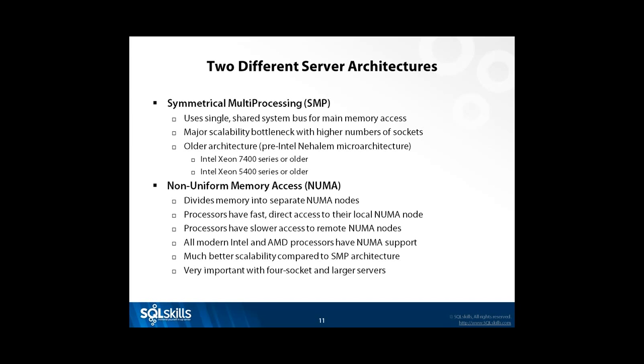Now the newer architecture is non-uniform memory access, or NUMA, and that divides your memory into separate NUMA nodes, so each processor has its own NUMA node that it has really fast direct access to, so it can talk to the memory really quickly. You can also talk to the other NUMA nodes with foreign memory access, and that's a lot slower. All modern Intel and AMD processors have NUMA support, and that's what you want. It's really important, especially with 4 and 8 socket servers.